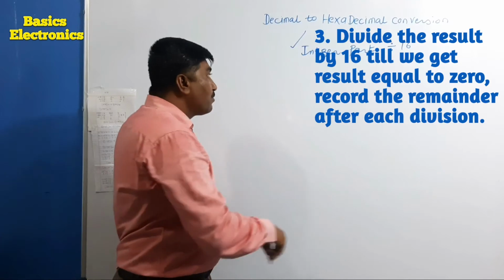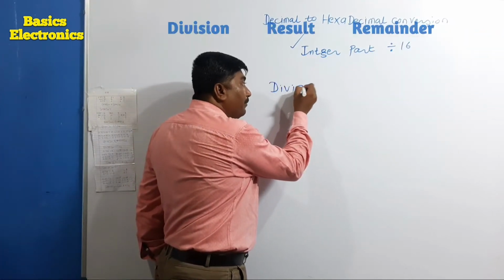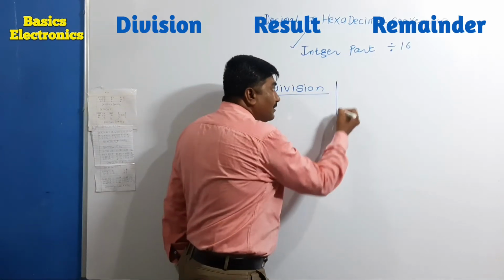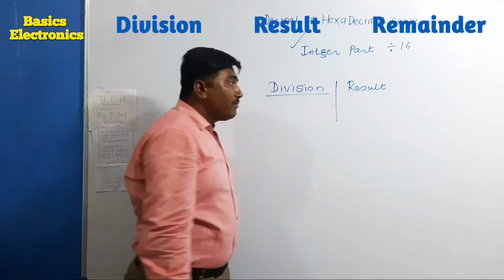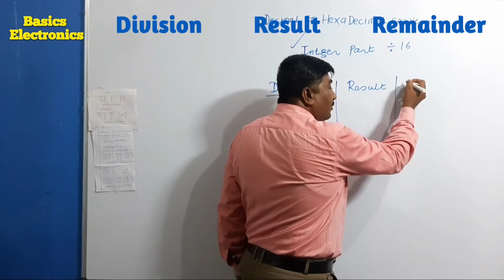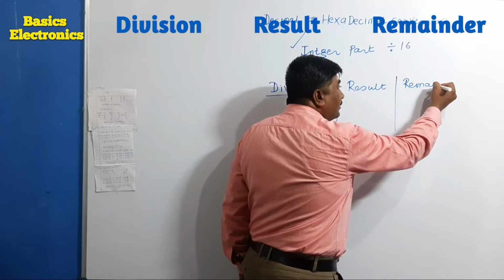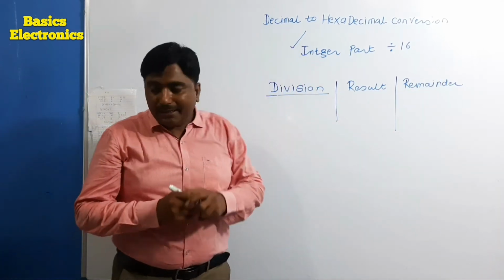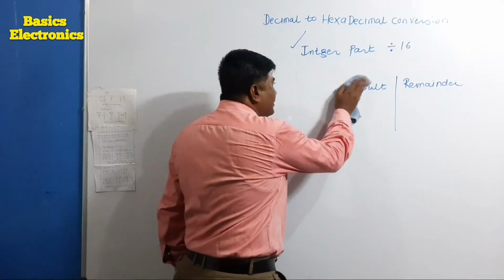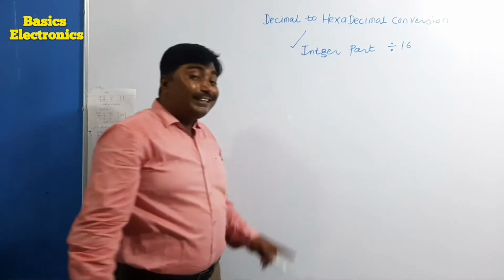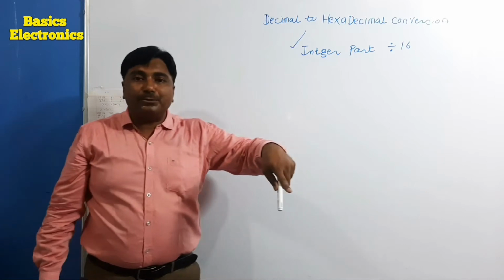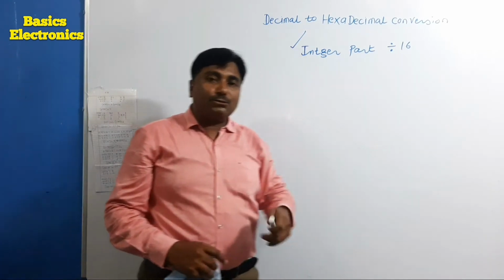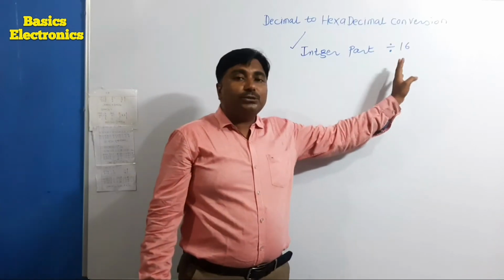Means first step is we divide the given number. The first column is the division. The second one is the result. Here we write down the result, and after that here we record the remainder. Instead of making vertical lines, we just write down division, then result, and then remainder. Okay, so very simple steps are there, and here you just have to make some calculation, because instead of dividing by 2, we divide it by 16. So we must know the table of 16 for that.